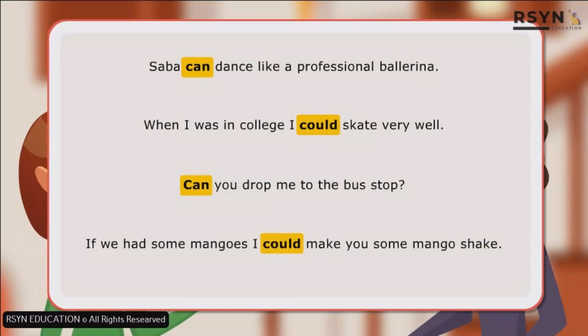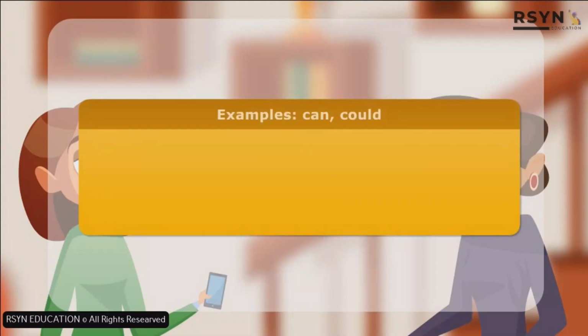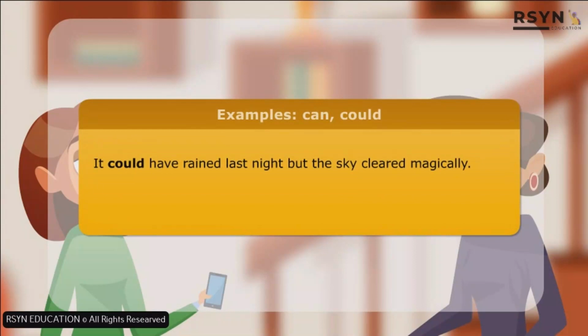Here are a few more examples of use of can and could. It could have rained last night, but the sky cleared magically. Lauren can help you learn dance.